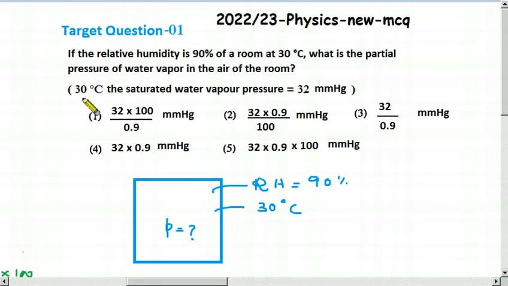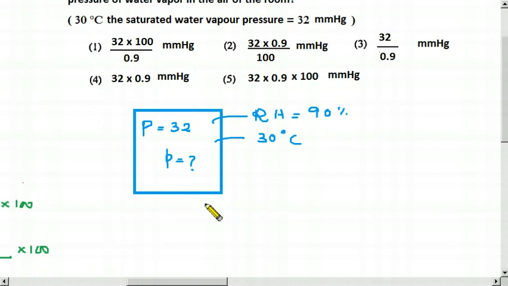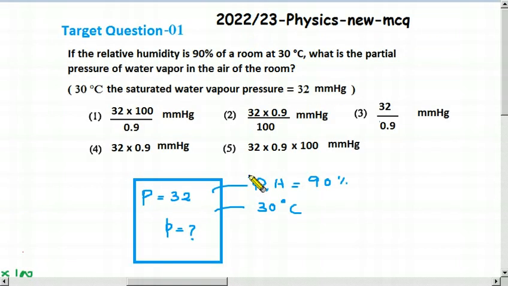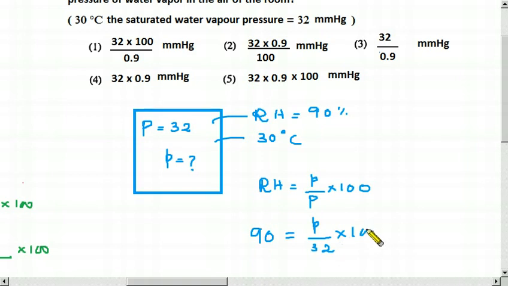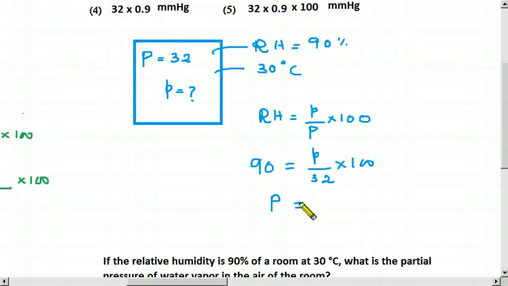The data is given at 30 centigrade. The saturated water vapor pressure is 32, so capital P is given. Capital P is 32 mm Hg. The equation for relative humidity we can use is simple P divided by capital P times 100. Relative humidity is 90. Simple P is what we have to find out. Capital P is 32 times 100. Then isolate simple P.